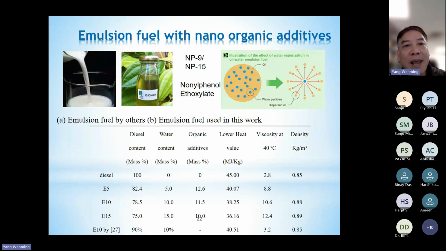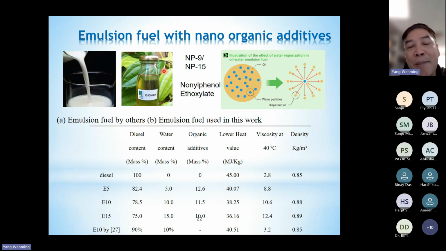Okay, the next one I want to introduce is emulsion fuel with nano-organic additives. Here we show you 2 different emulsion fuels. The first one is an emulsion fuel by other researchers. You can see this one is a milk color, correct? Okay, this one is a milk color, and the second one actually is tested by us.